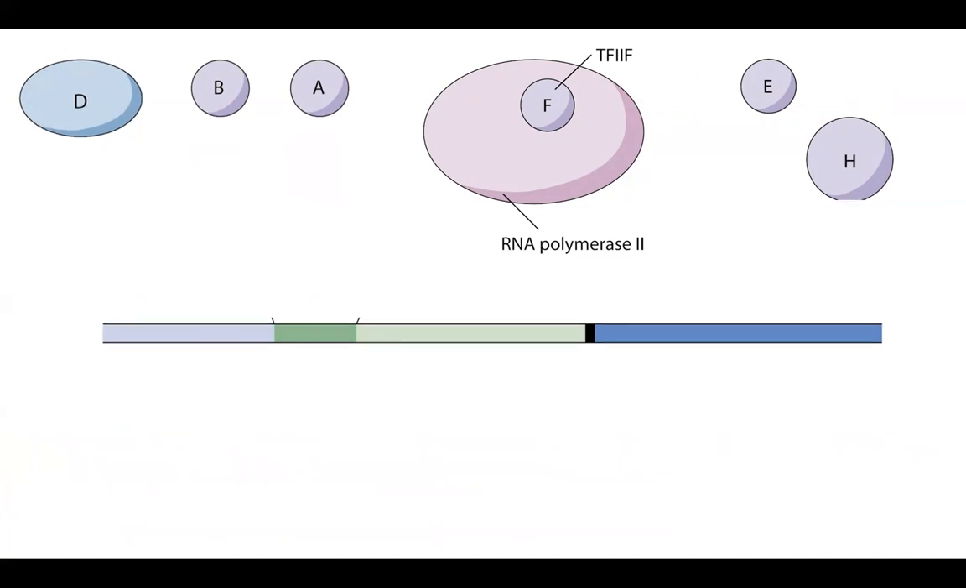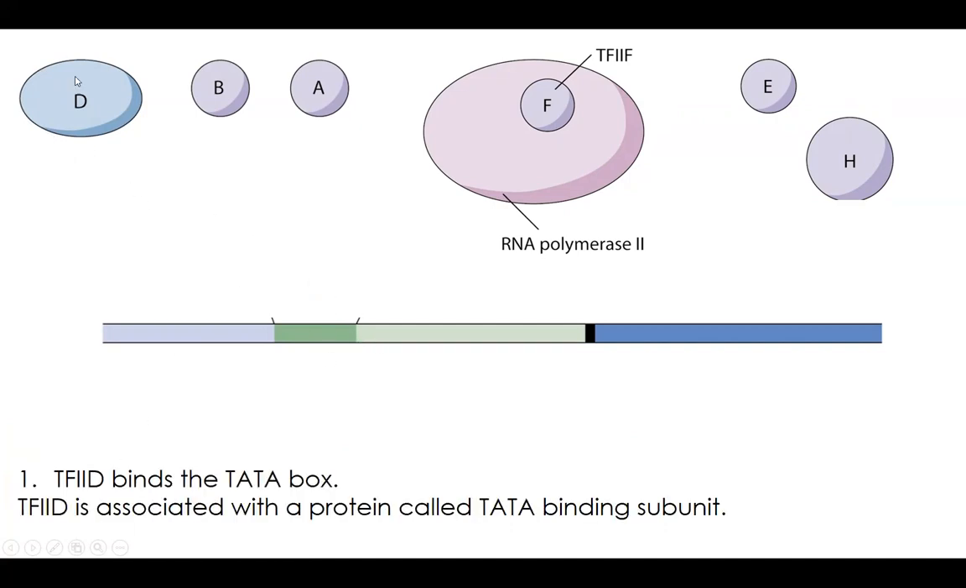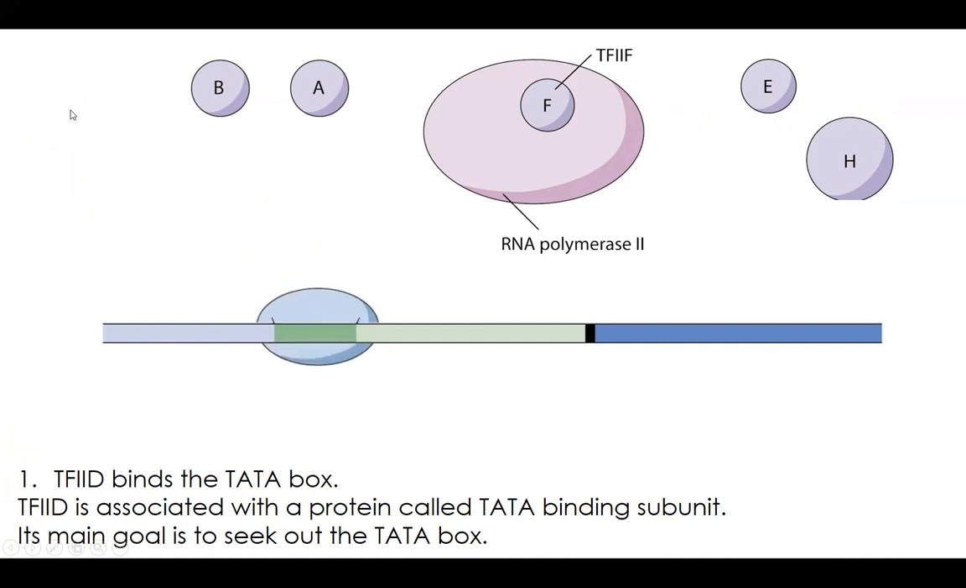So again, RNA polymerase itself cannot find the TATA box on its own. It's right here, but it can't see it. So we're going to need some help. The first thing that happens is TF2D will bind our TATA box. TF2D is associated with a complex called the TATA binding protein, TATA binding domain, however you may hear it. Its main goal is to seek out the TATA box, and that's what it's going to do.